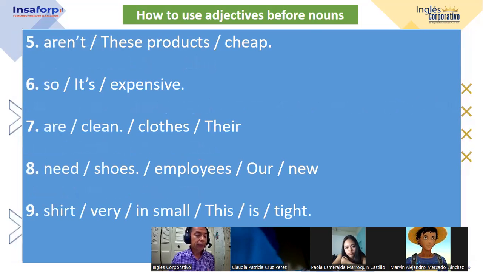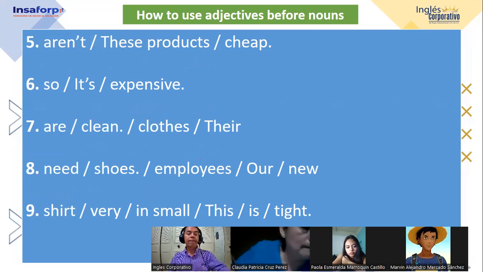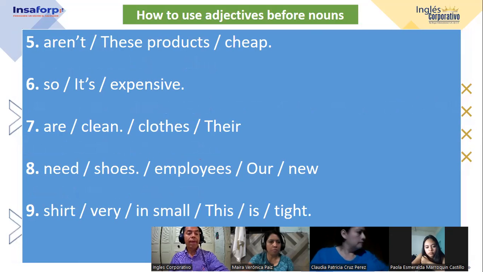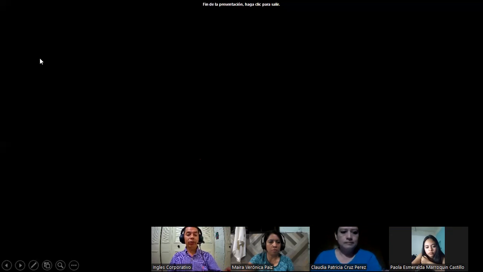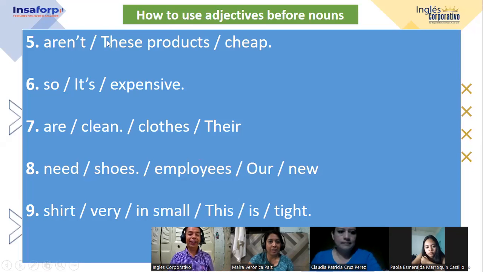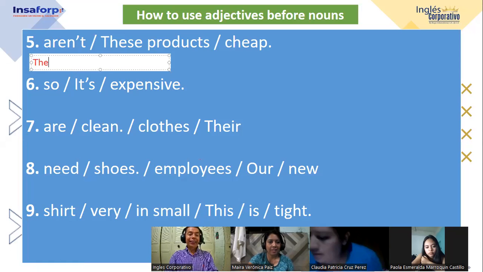Number 5. Group number 2, please. These products aren't cheap. Excellent. Oops, sorry, excuse me. Se me fue la luz. Okay. These products. Notice that this is the noun, right? And then the verb to be in negative, and then the adjective, right?